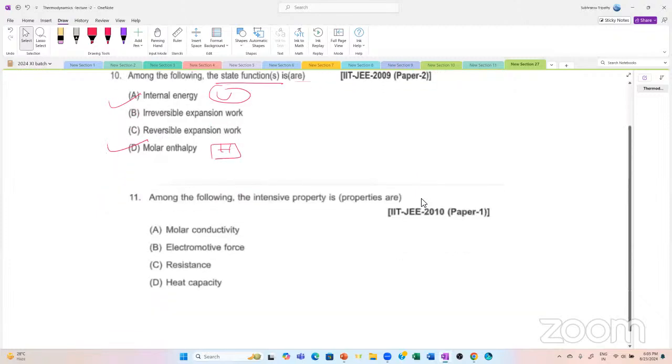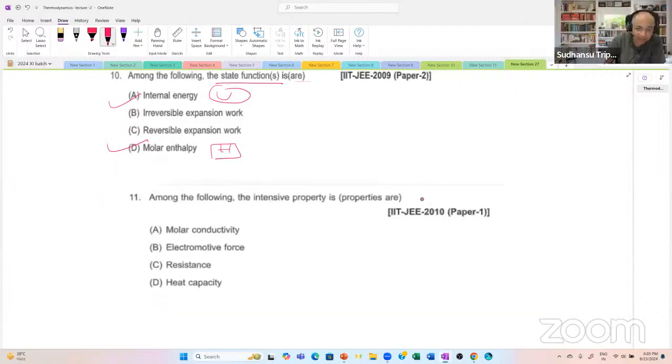Yes, sir. Now, the second question he asked: out of these, which is or are intensive properties? Welcome, Omkar, you are late. Intensive property or intrinsic property are those which are mass or size independent, like temperature, pressure, surface tension, viscosity, density, refractive index, all these things.